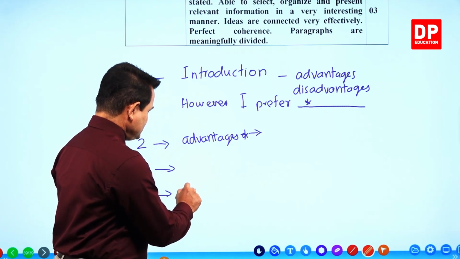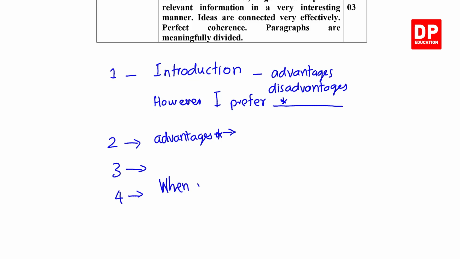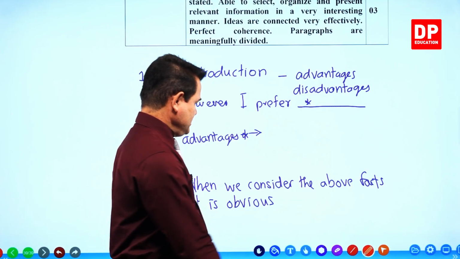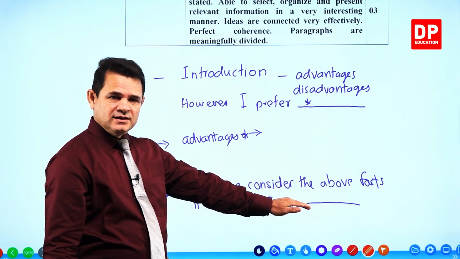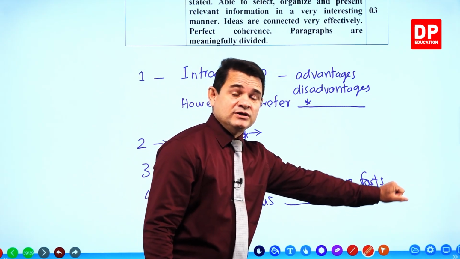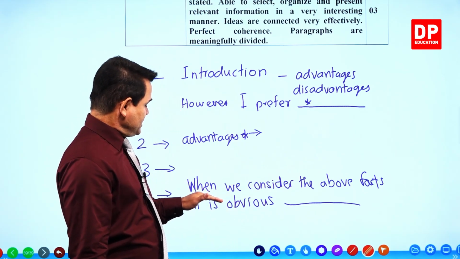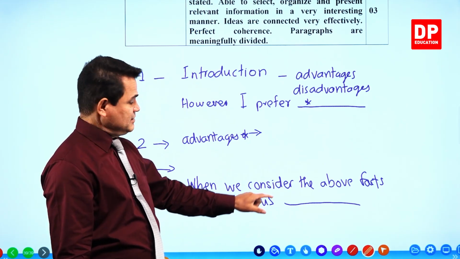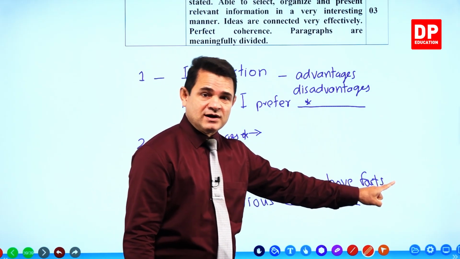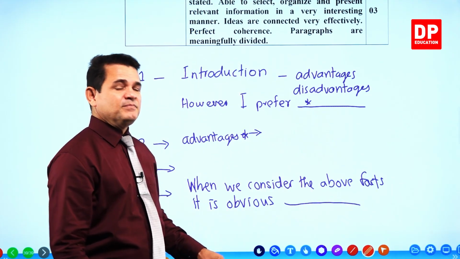So when we consider the above factors, it is obvious, means it is clear, and state your opinion: learning girls in girls' schools and boys in boys' schools is better than them learning in one school. Or you can say, when we consider the above facts, it is obvious that it is very clear that learning both girls and boys in one school, that means mixed schools, is better than single-sex schools.